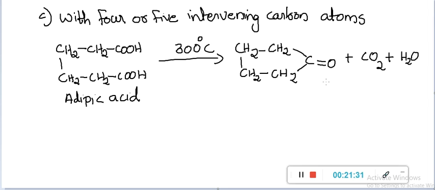So Blanc's rule can be summarized as: when heated alone or when distilled with acetic anhydride at 300 degrees Celsius, 1,3-dicarboxylic acids yield monocarboxylic acids with loss of 1 carbon atom as carbon dioxide. 1,4 and 1,5-dicarboxylic acids yield cyclic anhydrides by dehydration, and 1,6 and 1,7-dicarboxylic acids yield cyclic ketones with the loss of water as well as 1 carbon atom as carbon dioxide. This reaction is known as Blanc's rule.